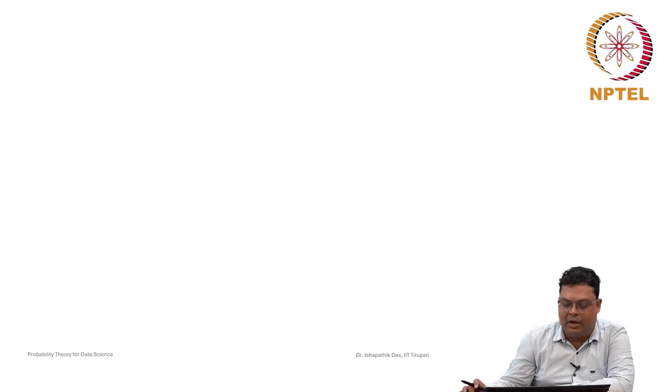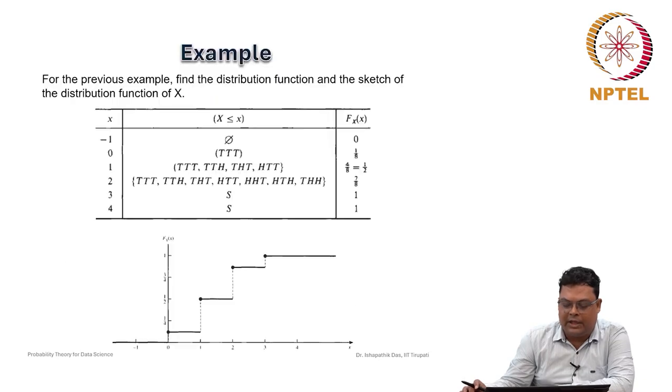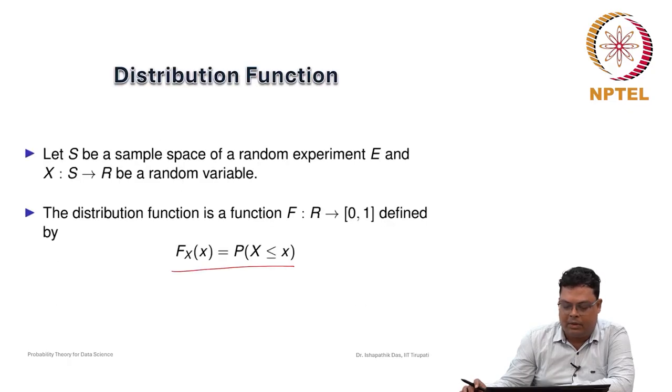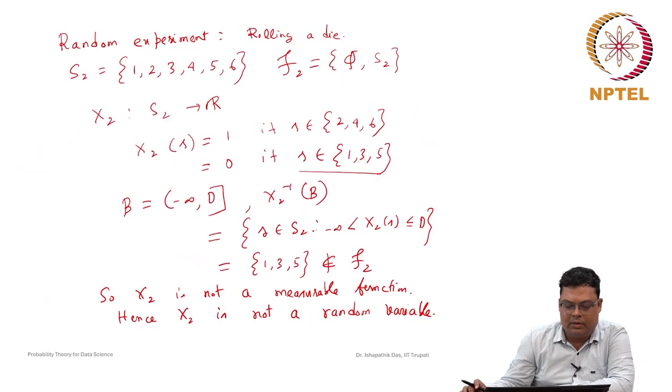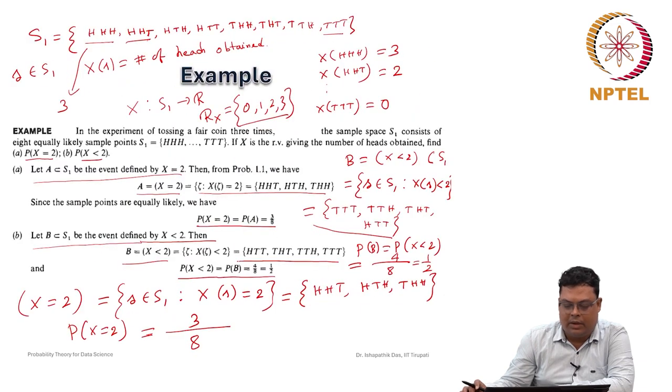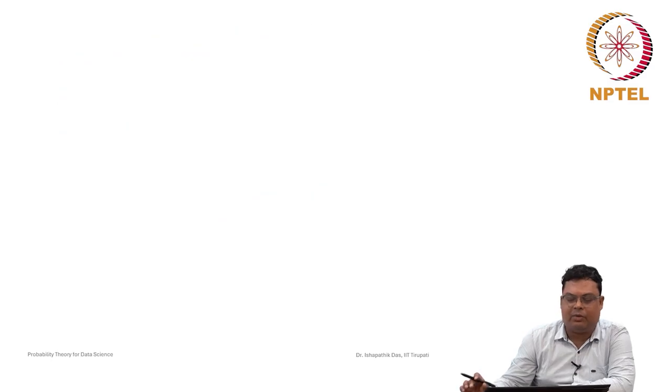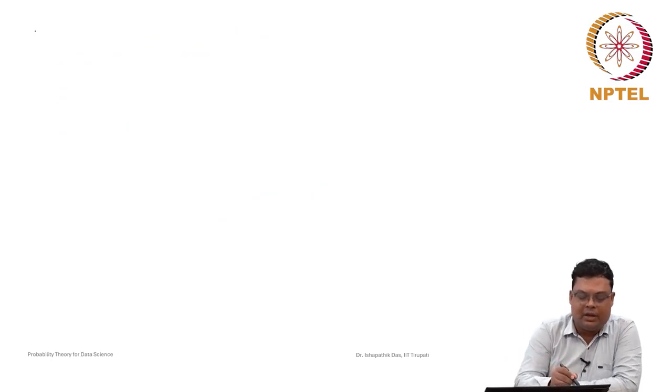Then we will discuss some properties. Okay, where is this example? Okay, let us consider this example, tossing a coin 3 times. Then we will find the cumulative distribution function. So let us consider the random experiment: tossing a coin.